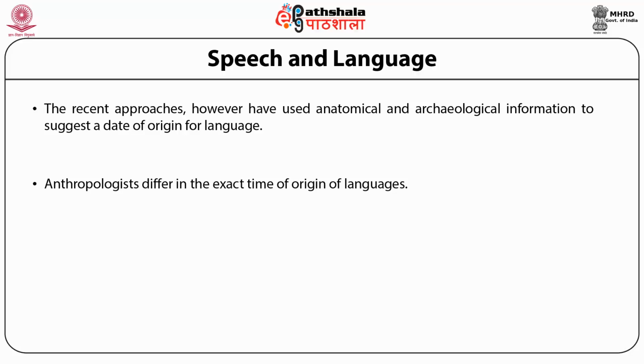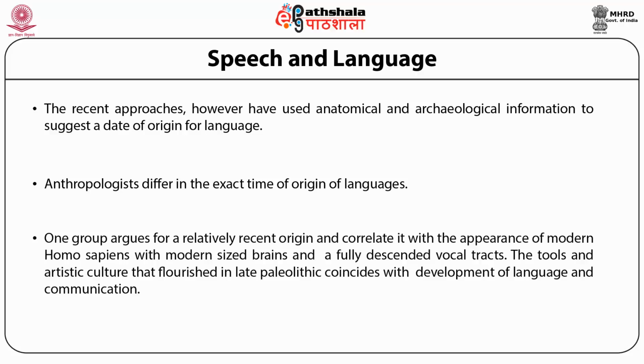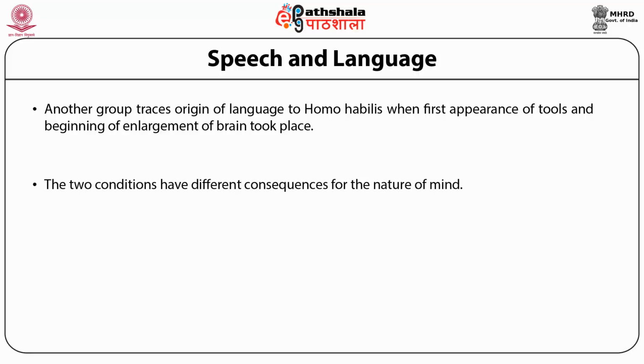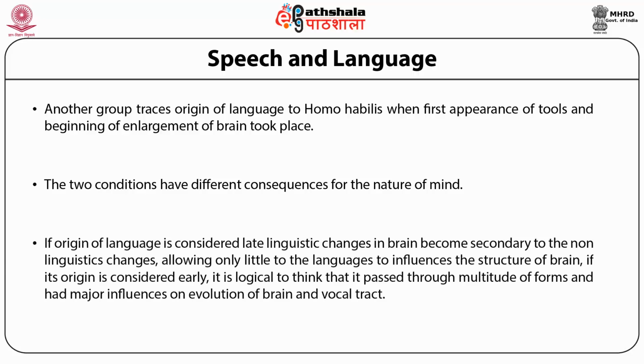Anthropologists differ on the exact time of origin of language. One group argues for a relatively recent origin and correlates it with the appearance of modern Homo sapiens with a modern-sized brain and fully descended vocal tract. Another group traces the origin of language to Homo habilis, when the first appearance of tools and the beginning of enlargement of the brain took place. The two conditions have different consequences for the nature of mind. If the origin of language is considered late, linguistic changes in the brain become secondary to the non-linguistic changes, allowing only little for language to influence the structure of the brain, compared with if its origin is considered early.